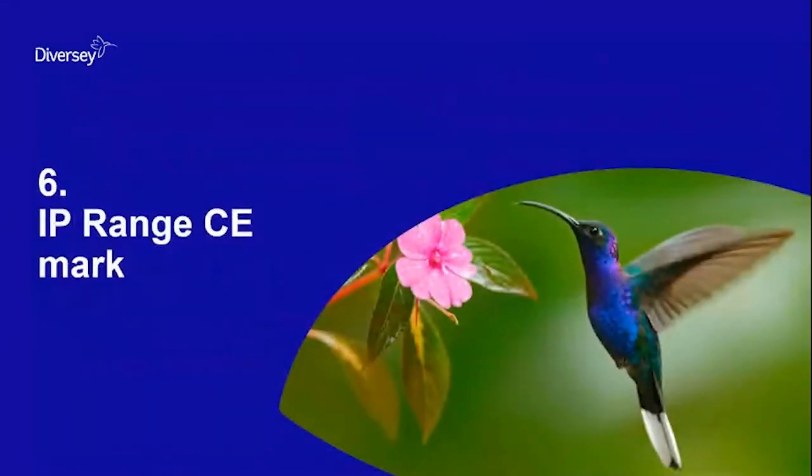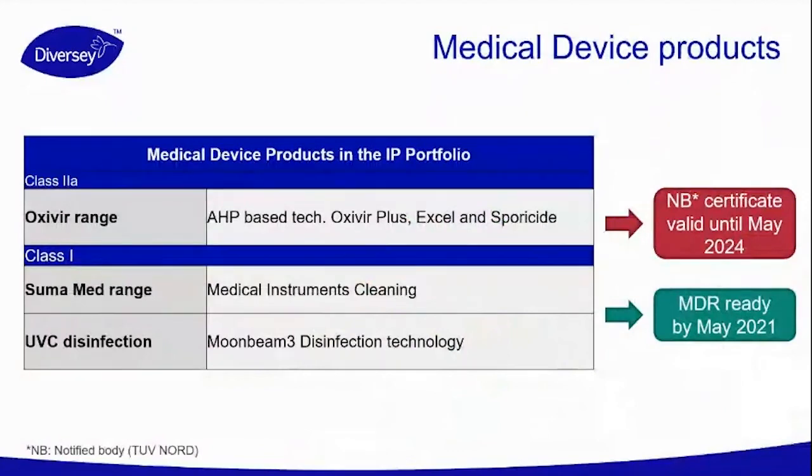Within Diversey, which medical devices do we have within our infection prevention range? We have our Oxivir range, which is a class 2A medical device based on accelerated hydrogen peroxide. We have a certificate according to the MDD valid until May 2024. Then we have two other product ranges. Class 1 medical device, the Sumamed range, which are medical instrument cleaners. And we have another product, which is a UVC disinfection machine, Moonbeam 3 disinfection technology. Both of them will be MDR ready by May 2021.